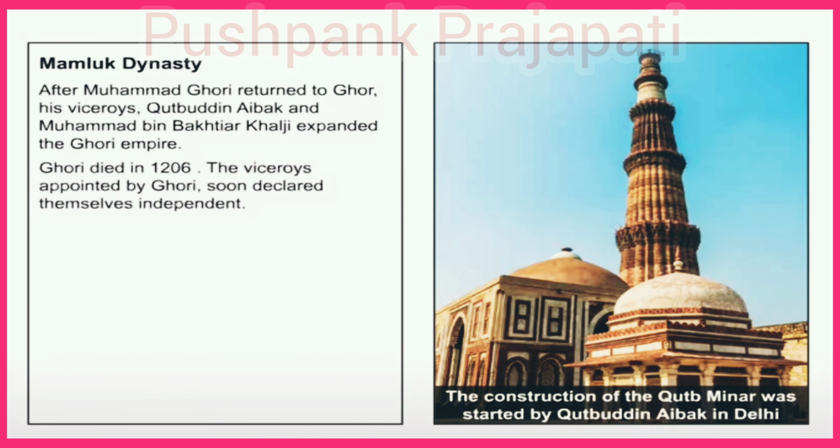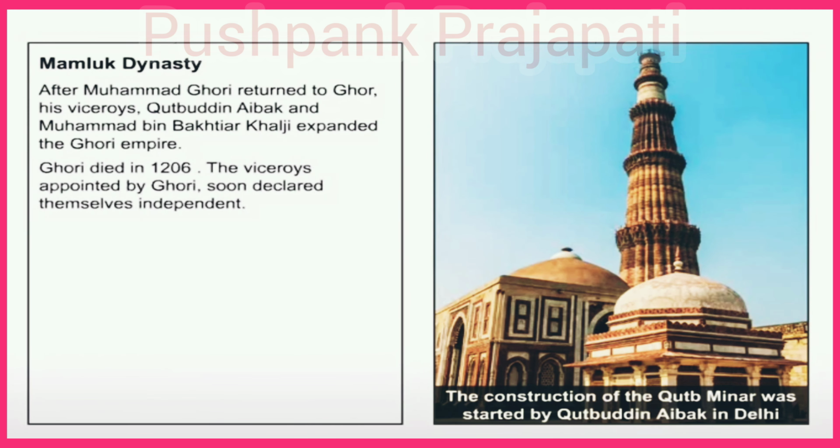This dynasty, founded by Aibak, also came to be known as the Mamluk dynasty. Aibak was known to be a generous and kind ruler. In his reign, which spanned 4 years, he built mosques and also started building the Qutub Minar.